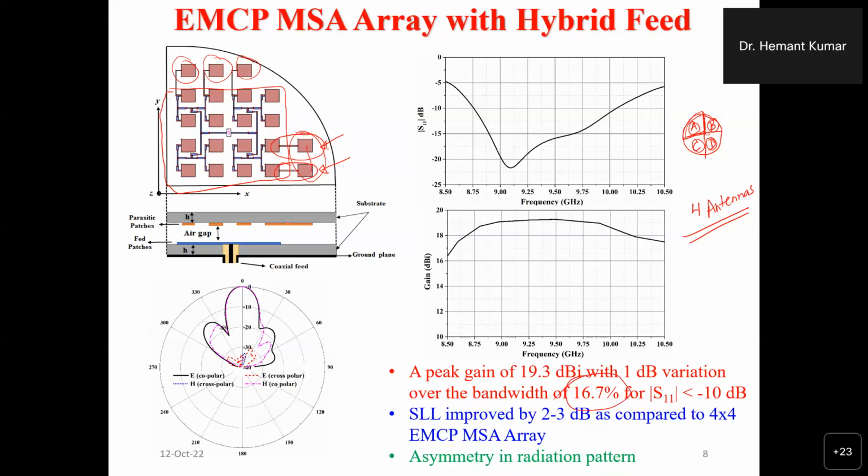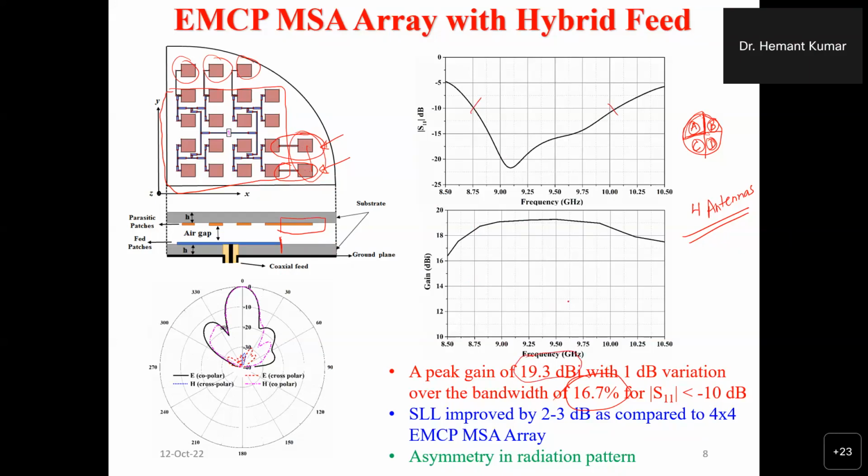So here if you see up to this, the active patches are there, and after this these are the series elements that we have added on the parasitic layer. From the side view it is more clear, right? So this is the S parameter reflection coefficient result, and the gain is approximately the same as we were getting for 4 by 4.